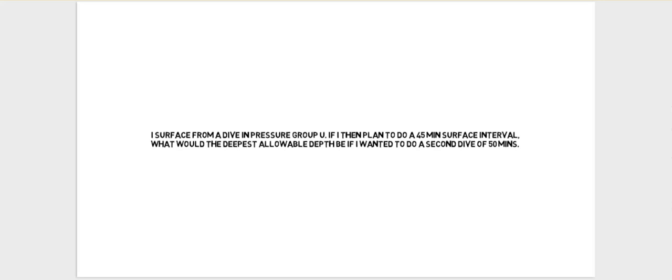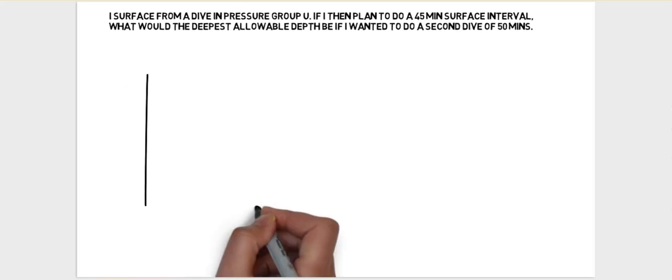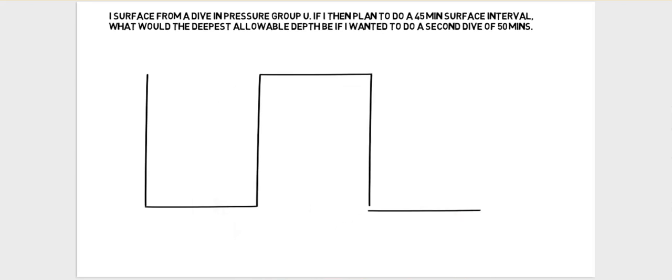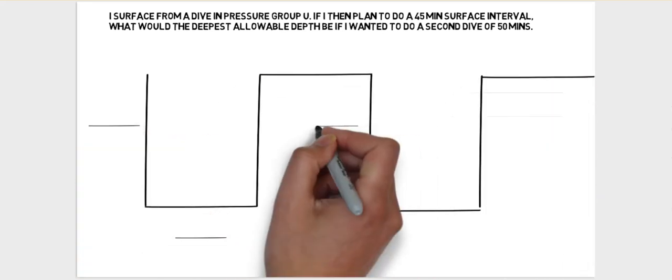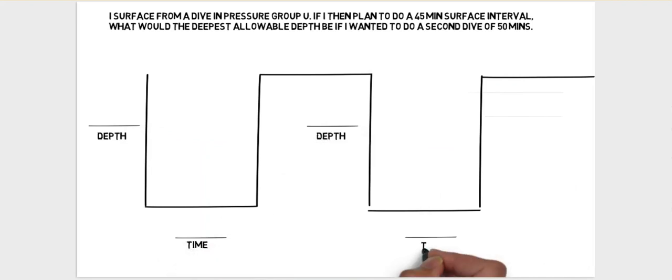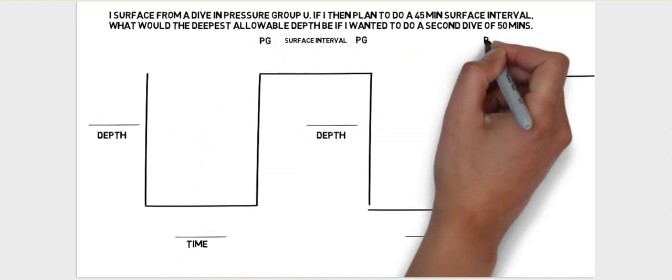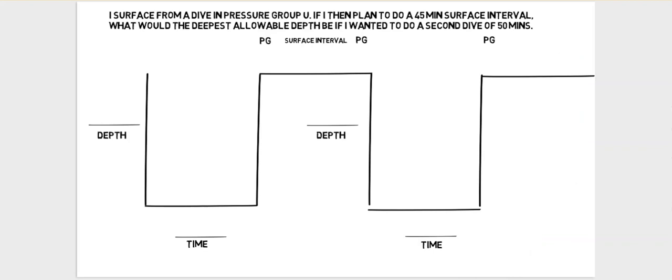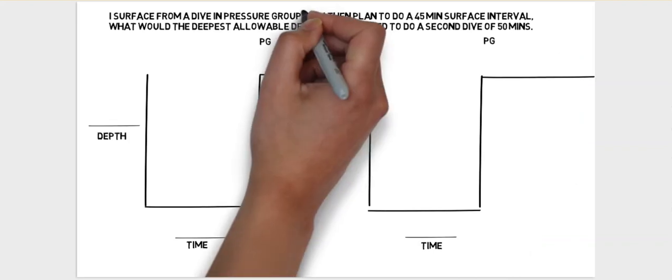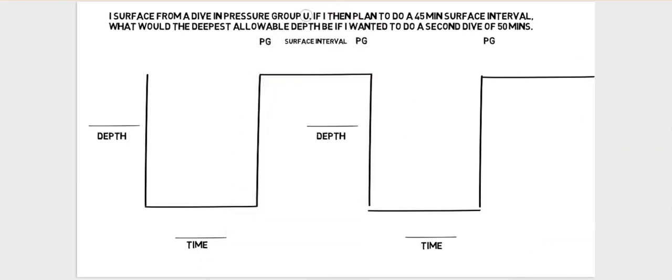So it is a question involving 2 dives, and therefore we obviously want to draw up our 2-dive diagram. Always be methodical. Enter the information that you're given onto a diagram, and it makes it much easier to figure out how to use the RDP to answer the questions. So looking at the question, the first bit of information I'm given is that I surface from a dive in pressure group U. So I need to put the pressure group after the first dive in on my diagram as U.